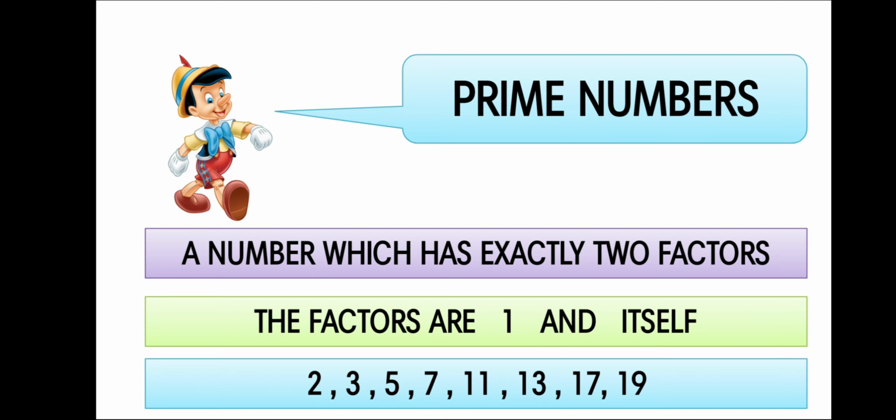Prime numbers: a number which has exactly two factors. Every prime number has only two factors, that is 1 and the number itself. So the prime numbers we have are 2, 3, 5, 7, 11, 13, 17 and 19. These are the prime numbers less than 20. Like that, we have uncountable prime numbers.